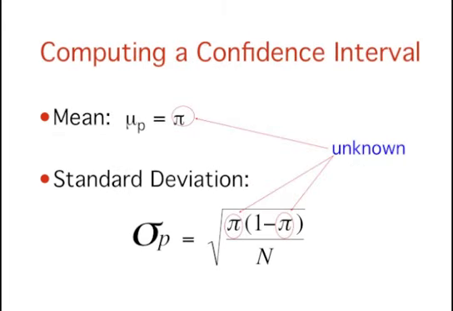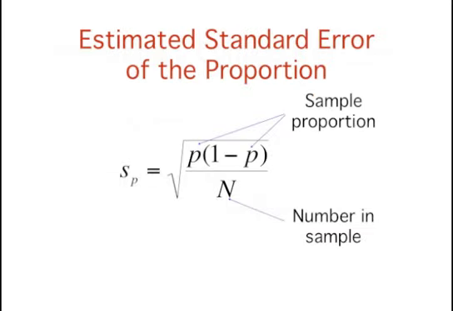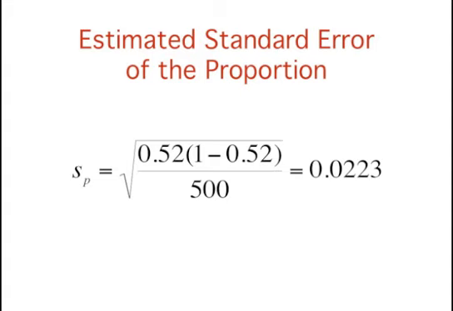Since we do not know the population parameter pi, we use the sample proportion, or p, as an estimate. The estimated standard error of p is calculated by taking the square root of the sample proportion multiplied by 1 minus the sample proportion, divided by the number in the sample. Applying our formula, we find the estimated standard error of the proportion is 0.0223.